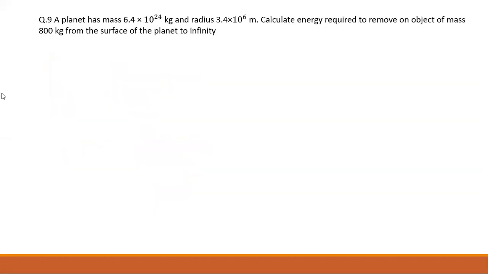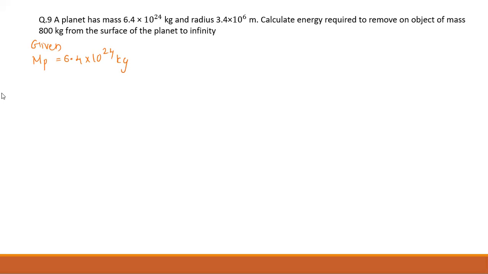Next question is, a planet has mass 6.4 into 10 raised to 24 kg and radius is 3.4 into 10 raised to 6 meters. So it is given the mass of the planet. Mass of the planet is 6.4 into 10 raised to 24 kilogram.